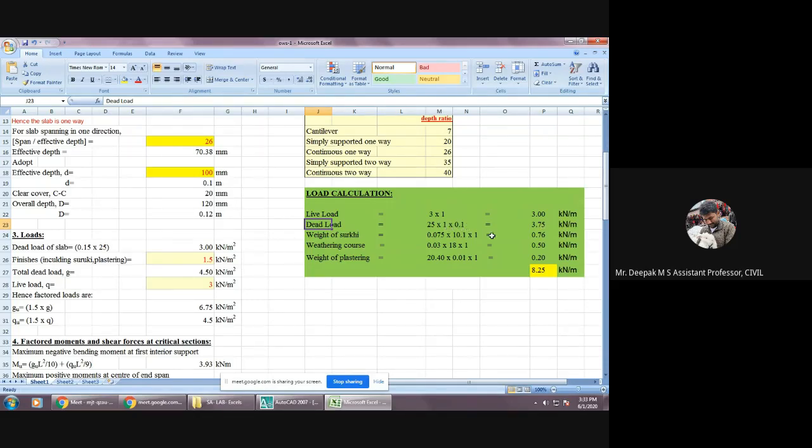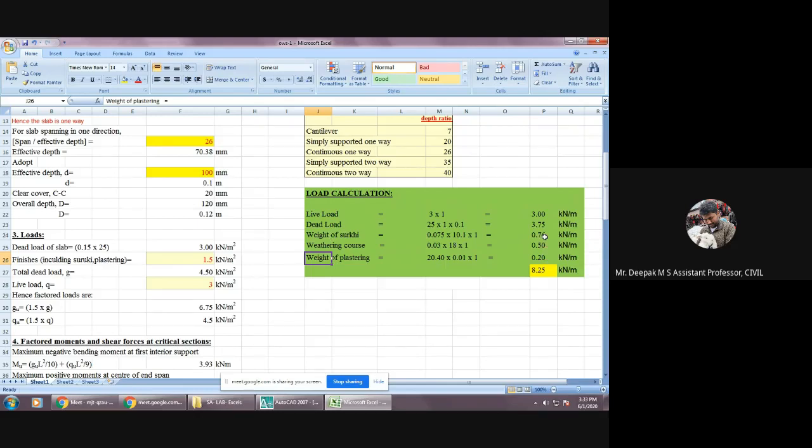You will get the dead load and weight of churki, weight of weathering course. These will be applicable when you are using it for roofs. When we are using it for roofs, the weight of churki and weight of weathering course applies, and weight of plastering also applies. If not, if we are using tiles flooring, then if we add all these constants, we will get around 1.5.